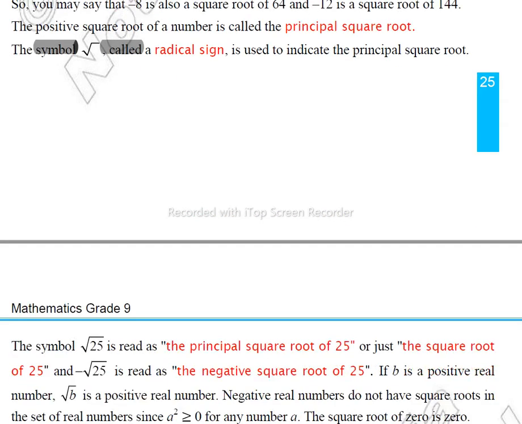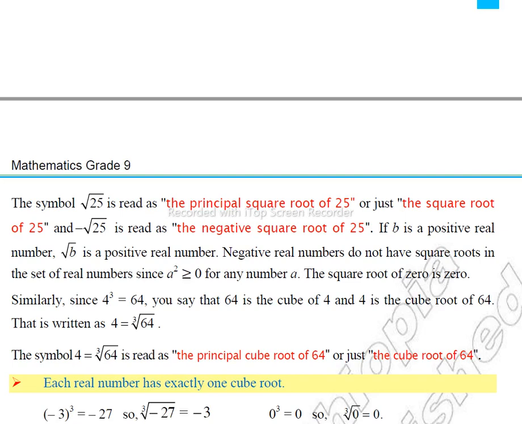So we will continue. The symbol square root of 25 is read as the principal square root of 25, or just the square root of 25, and the negative square root of 25.